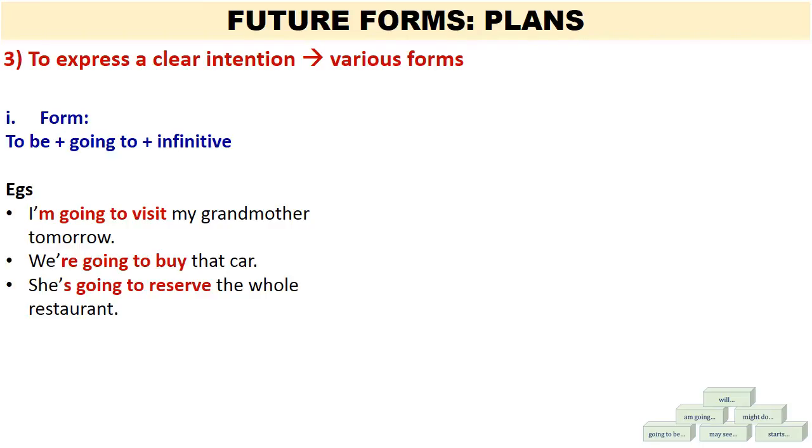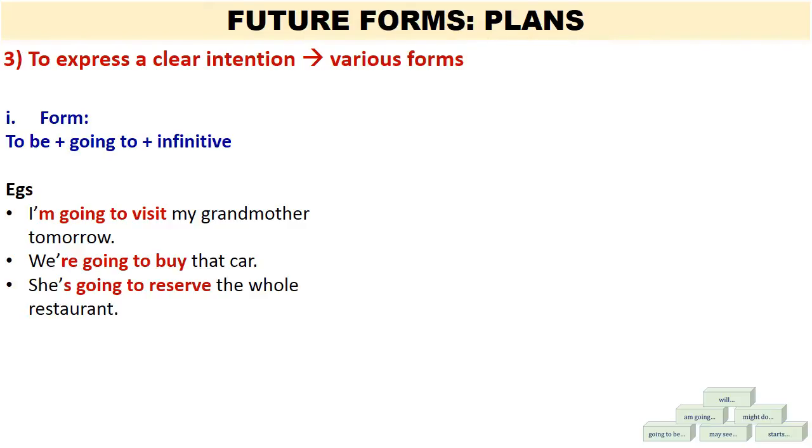Now, if we intend to express a clear intention of something we want to do in the future, there are various forms we could use. Let's take a look at the first form, using to be plus going to plus the infinitive form of the main verb we're talking about. For example, I'm going to visit my grandmother tomorrow. So the verb to be, in this case am, plus going to plus visit with a future time of tomorrow.